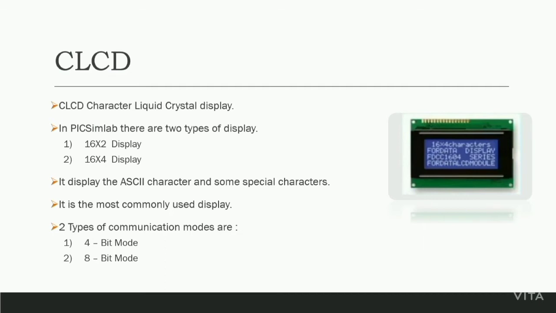Next is CLCD. CLCD is a character liquid crystal display. In PIXM lab, there are two types of display. One is 16x2 display and another is 16x4 display, and it displays ASCII characters and some special characters. It is commonly used to display data, and there are two types of communication modes that are used. One is 4-bit mode and one is 8-bit mode.